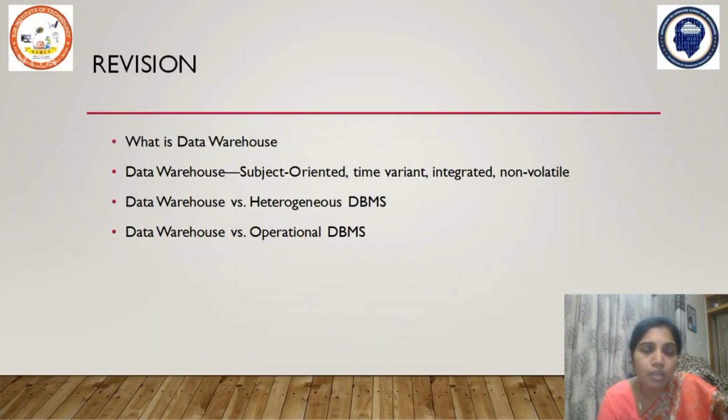So in today's class, we dealt with what is a data warehouse, what are the data warehouse characteristics, like subject oriented, time variant, integrated, and non-volatile, and then data warehouses in comparison with heterogeneous DBMS, and data warehouses versus operational DBMS. Hope you'll enjoy studying this subject. Thank you all.